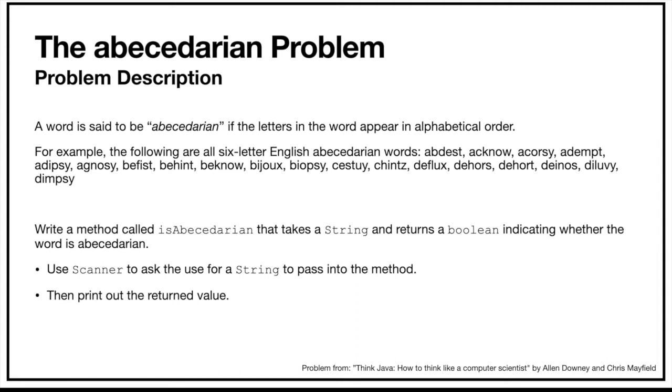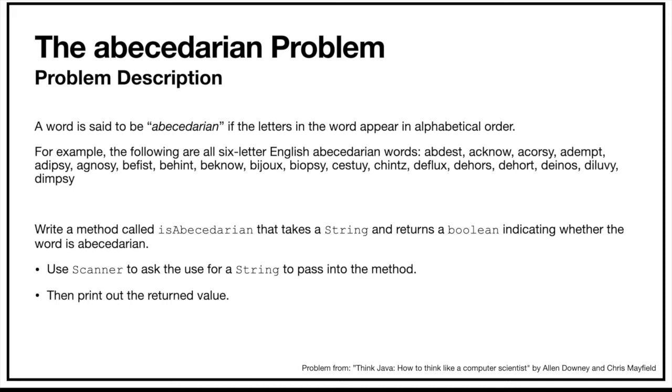A word is said to be abecedarian if the letters of the word appear in alphabetical order. That means that the letters that you read one by one, the characters, are in alphabetical, increasing order, right? You know your ABCs, right? If you know your ABCs, that will help you a lot.